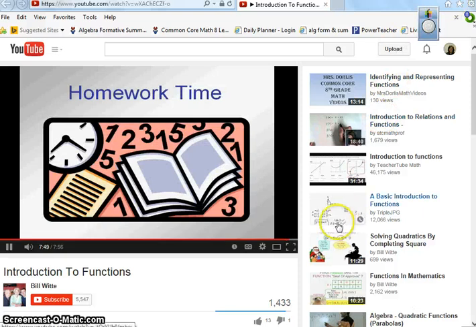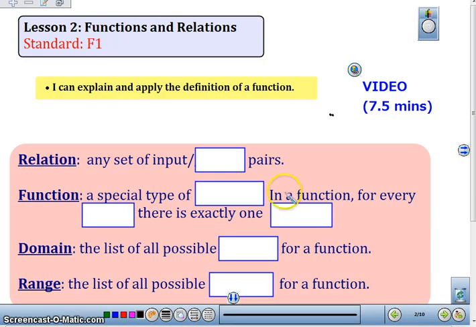Alright, so from watching that, what we want to look at is in your notes. We want to try and fill in your notes. As you are filling in your notes, we want to say a relation is a set of input and output pairs. A function is a special type of relation. And when we look at that relation in a function, every input should have exactly one output.